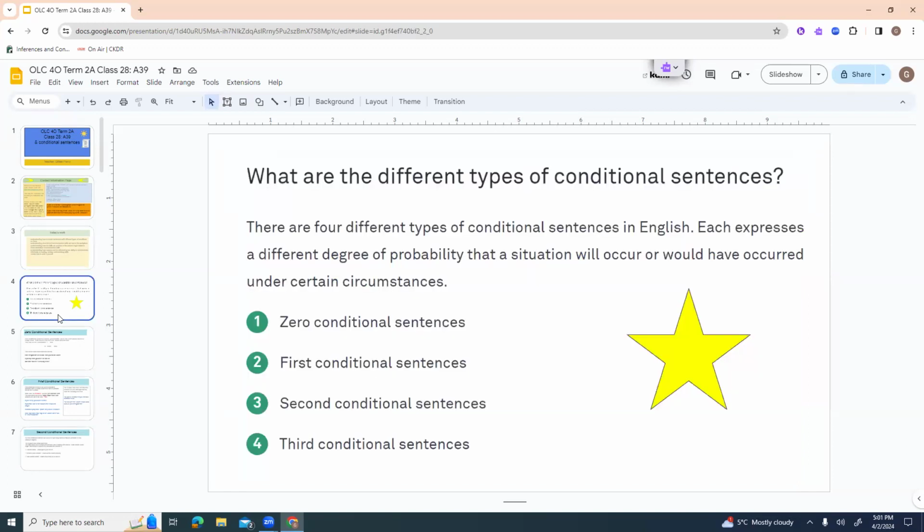Okay. What are the different types of conditional sentences? There are 4 different types of conditional sentences in English. Each one expresses a different degree of probability that a situation will occur or would have occurred under certain circumstances. There are 0 conditional sentences, first conditional sentences, second conditional sentences, and third conditional sentences.